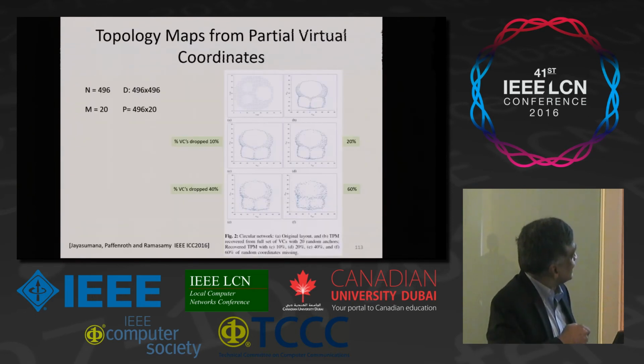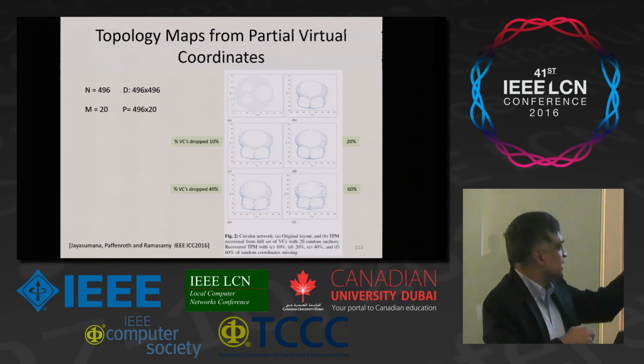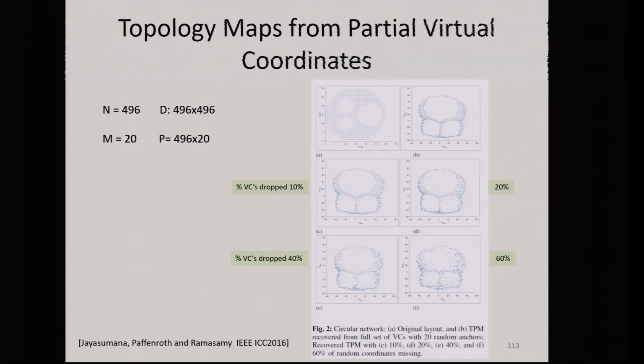So this is the original network, this is the original map that I had. Out of these coordinates, right? Remember, I have a 496 by 496 distance matrix. I'm just taking 20 columns out of that. And out of those 20 columns, I'm going to start dropping 10% of the elements, 20%, 40%, 60%.